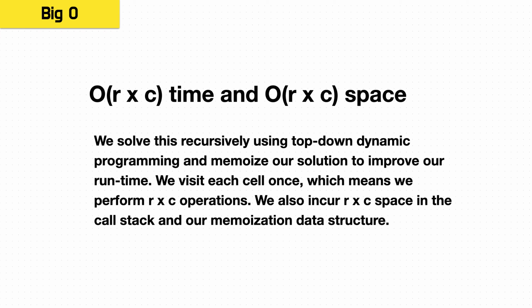The time and space complexity are both R times C, where R is the number of rows and C is the number of columns. So we could also say that time complexity is O of n, and O of n space, where we touch all the nodes at most once, and we're using a memoization data structure to store all n items.